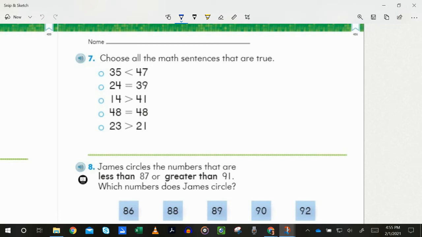Number 7, choose all the math sentences that are true. So we have some crocodile mouths here. So if you see the crocodile mouth doing the right thing, then you'll fill in the bubble. Okay. If the crocodile mouth is doing something it shouldn't be doing, then leave it alone. Okay, so think of our song.